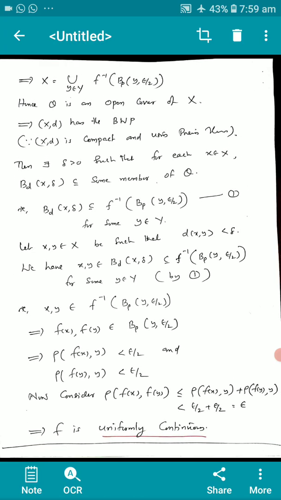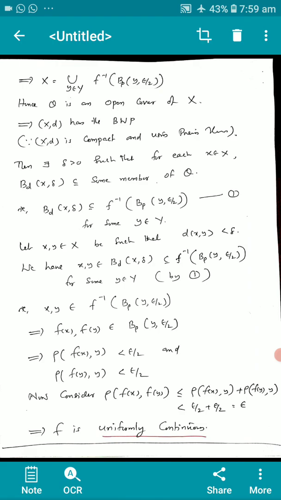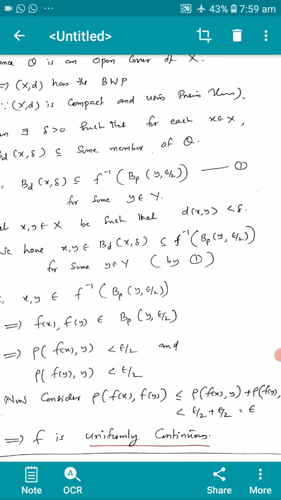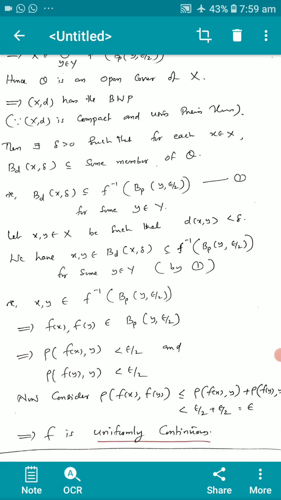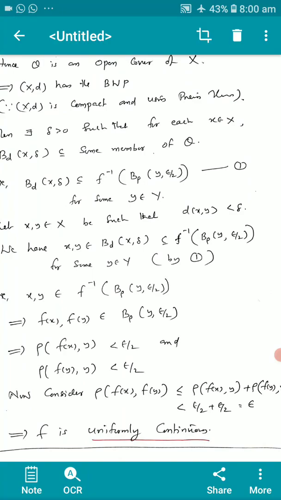This implies (X, d) has the Bolzano-Weierstrass property. Why? Because (X, d) is compact and we are using the previous theorem. Then there exists delta greater than 0 such that for each x in X, B_d(x, delta) is a subset of or equal to some member of theta. That is, B_d(x, delta) is a subset of or equal to f inverse of B_rho(y, epsilon by 2) for some y in Y. We call it result 1. Taking two elements x, y in X such that d(x, y) less than delta, we have x, y elements of B_d(x, delta), which is a subset of or equal to f inverse of B_rho(y, epsilon by 2) for some y in Y. That follows from result 1.